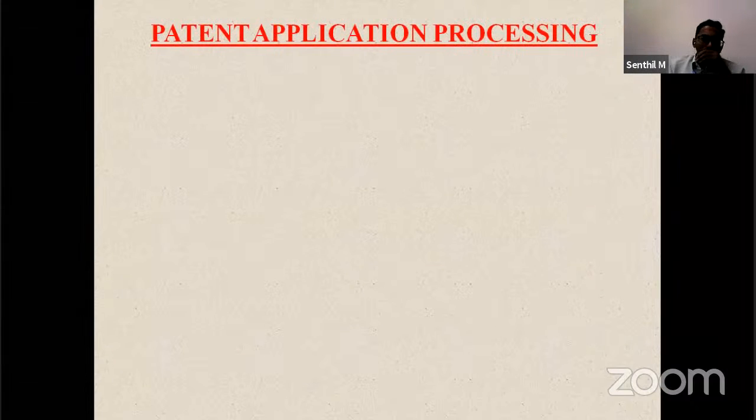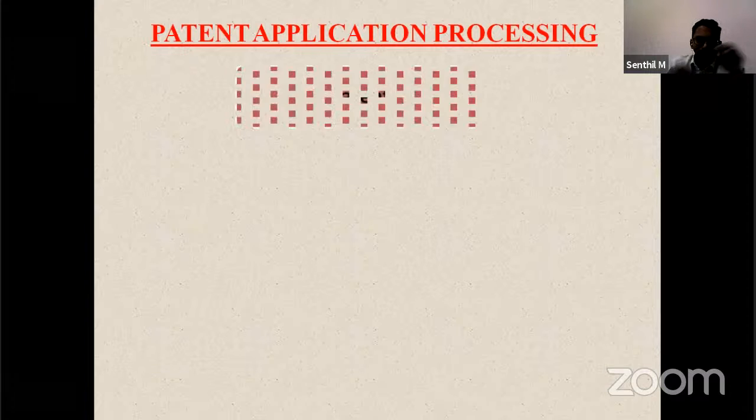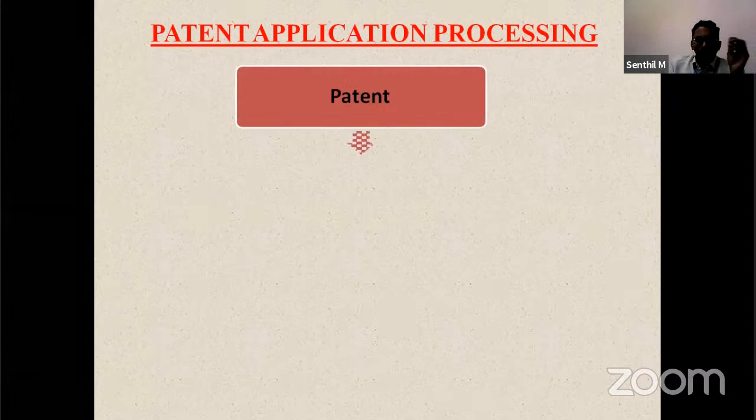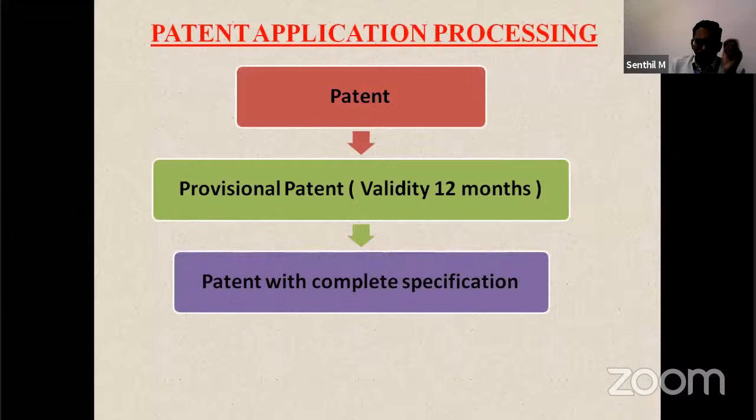Coming to the application process, let me tell you, there is a flow chart, and the flowchart will tell you what the application process is. Right now we have seen what is required for a patent. So you have an invention, first go to the patent office to patent it. Once you file, you have a process called provisional patent. I will tell you what a provisional patent is and what a patent with complete specification is. You can directly go to complete specification also.